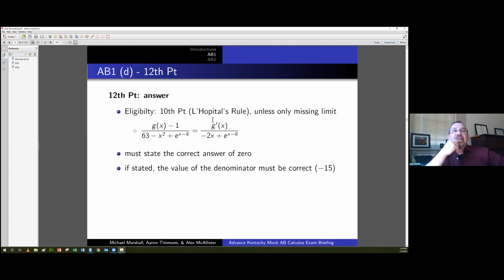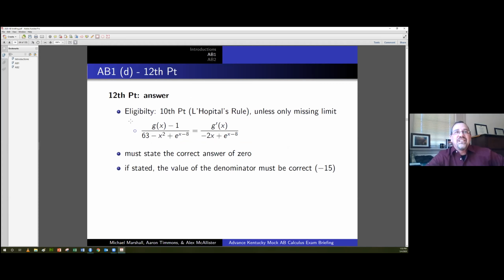And then the last point. Okay, so this one is the one place where we have an eligibility. They need to have the 10th point, that L'Hopital's rule point. We're gonna allow one little bit of wiggle room if the student is missing the limit. So I wrote down what that expression would look like here.